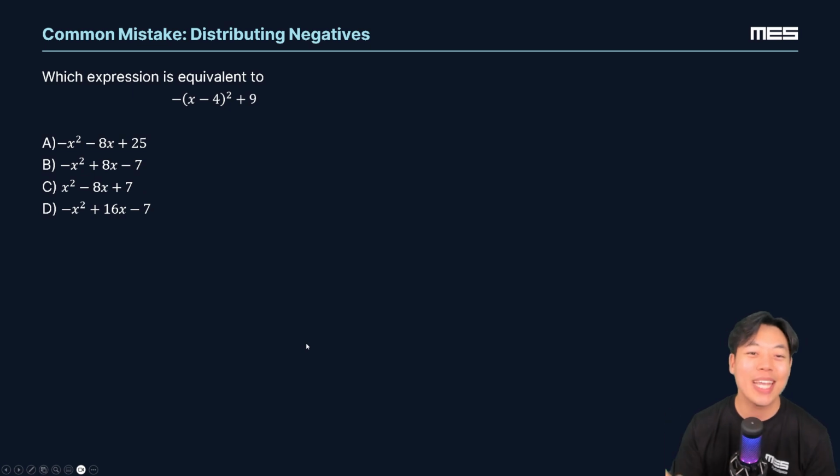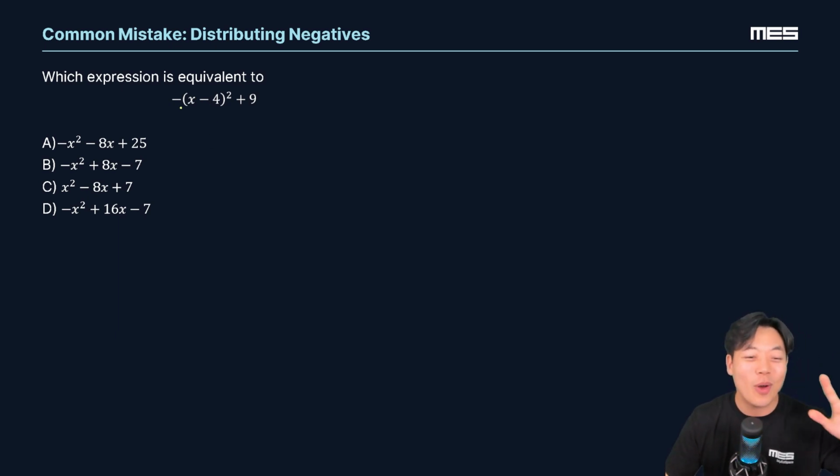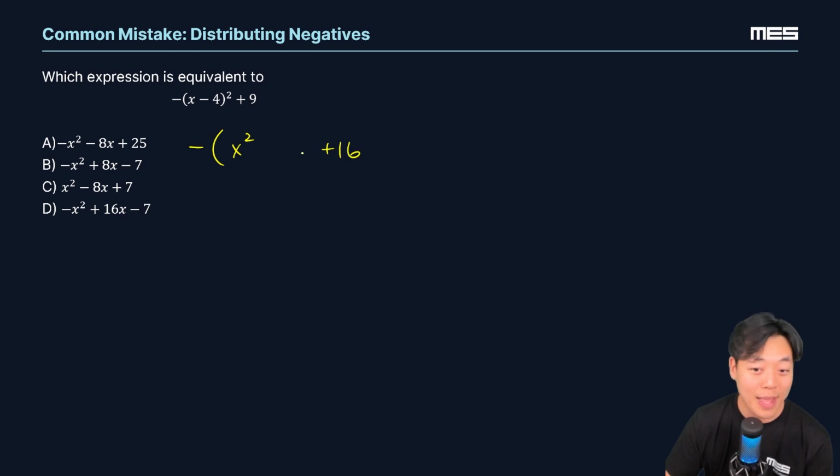Next, distributing negatives. I see students doing this all the time, even in some of my AP courses. Don't distribute the negative to the x and negative 4 first. We want to leave the negative on the outside and do x minus 4 squared first. And don't forget, when we distribute this completely, that middle term, which is negative 8x, plus that 9. So we'll have negative x squared plus 8x minus 16 plus 9.